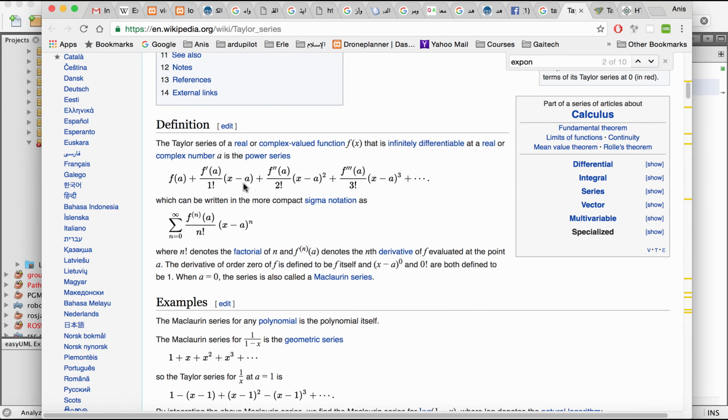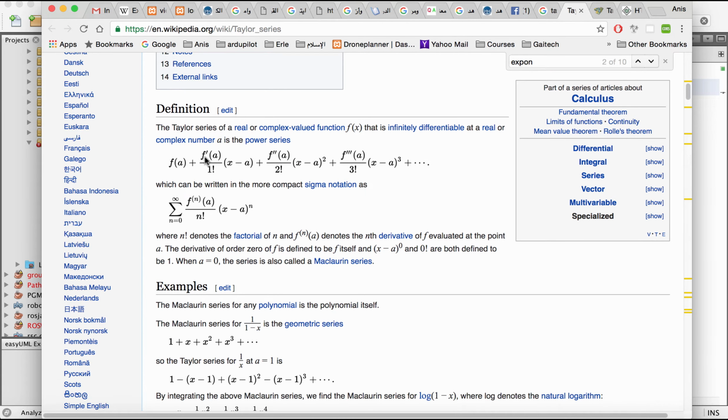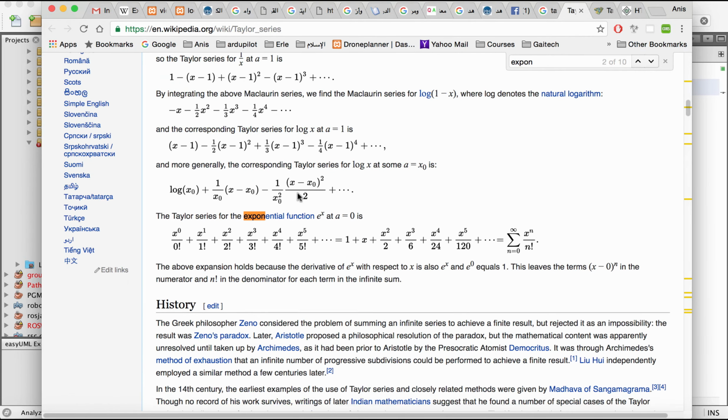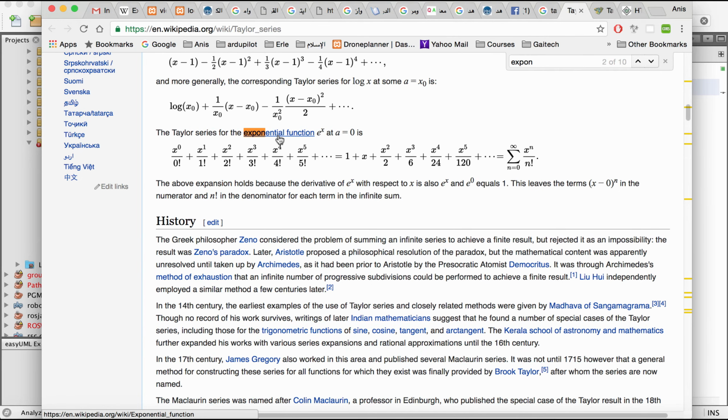a polynomial as a function of the derivatives of that function. So let's take the very simple case of the exponential. e^x can be expressed using this function like this. It's x^0 divided by 0 factorial plus x^1 divided by 1 factorial plus x^2 divided by 2 factorial and so on.